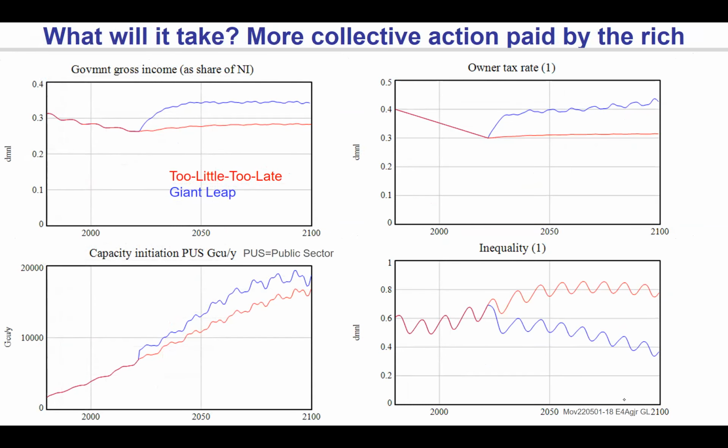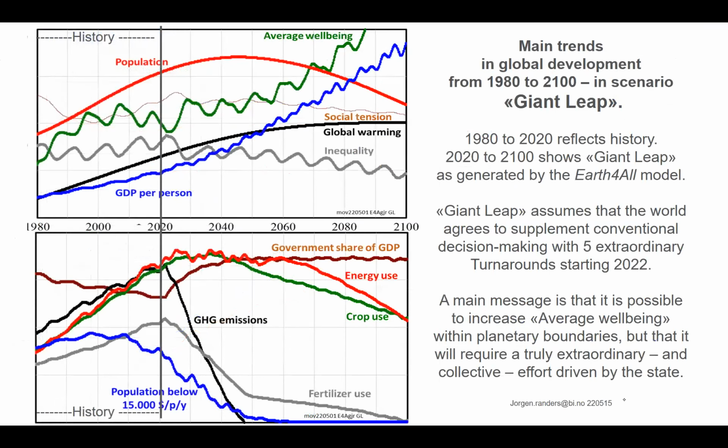What will it take? Well, more collective action paid by the rich is the summary. So how do we pay for it? We pay for it by taxing the rich, and that's what this graph basically shows. And in sum, again, we have the giant leap scenario, which looks like the spaghetti here. It basically tries to convey the message that in the model system, it is possible to turn around the declining well-being by acting on those 5 fronts that I have indicated.